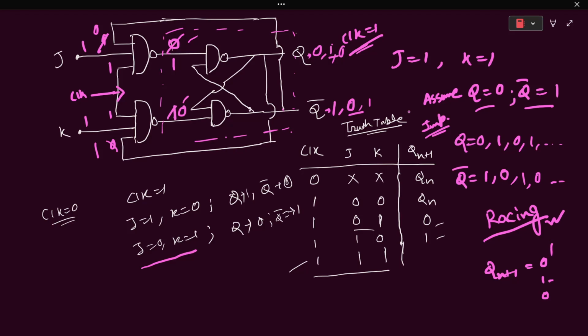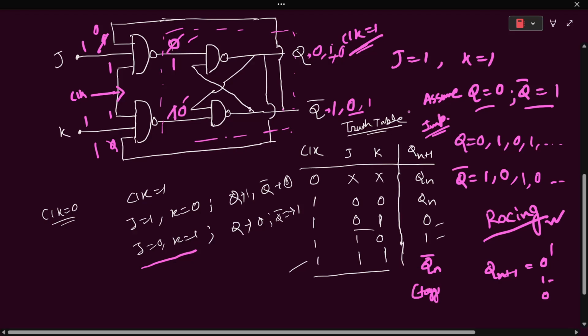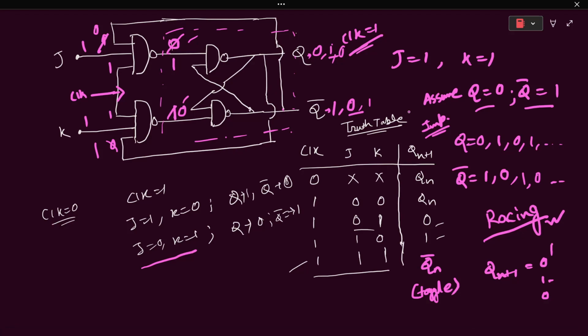So Qn plus 1 and Qn, the present or previous state, are complementary in nature. So we write here Qn complement. This Qn complement is called toggle. Using toggle we will also build a different flip-flop, denoted as the T flip-flop. We will learn it later. What its operation and application will be, we will learn in the next session. Just remember that this is racing and this is toggle.